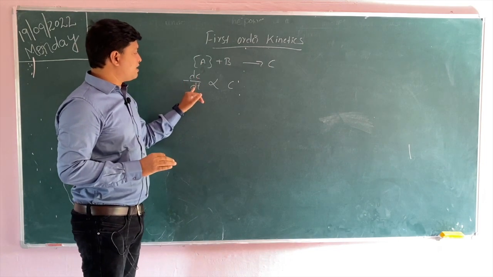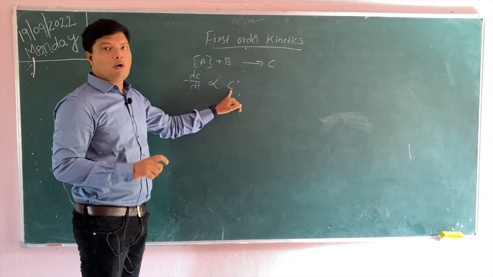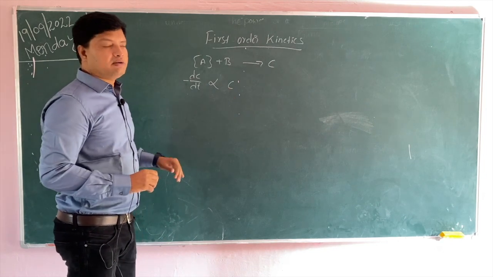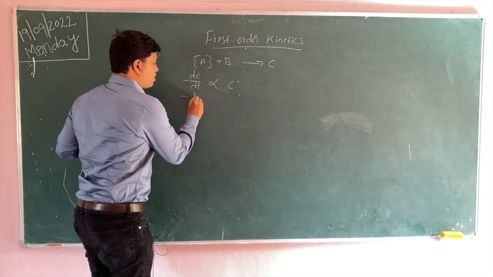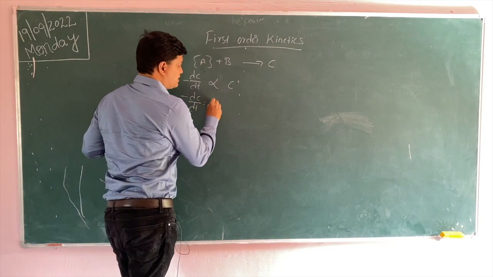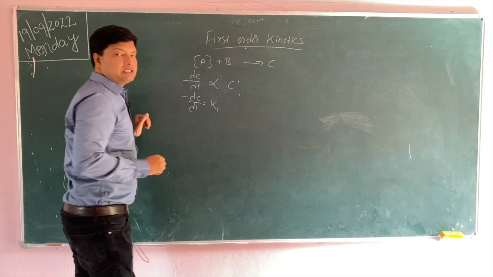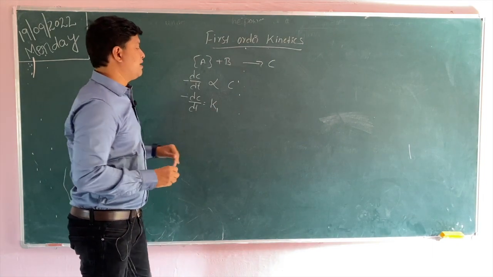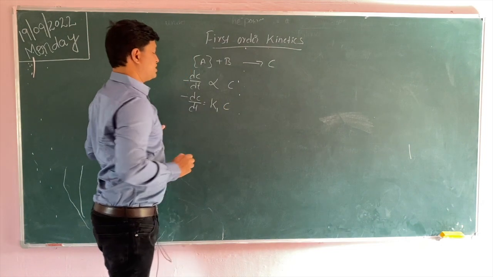So, here the rate of reaction is directly proportional to one concentration term, so I am writing C here. We try to rearrange this equation. Removing the proportionality sign, we put a constant, which we call K1, because we are talking about first order kinetics, times the concentration.